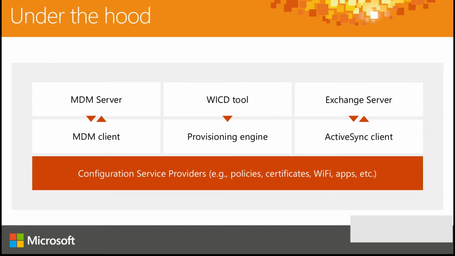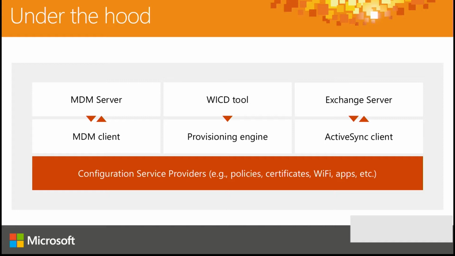So essentially what happens is we read that provisioning package, we then apply that through the configuration service providers on the machine to configure that machine the way we want. The way we create that in the first place is we use the Wicked tool to create the package. We then feed the package into the provisioning engine, which reads it and applies the settings that we need.